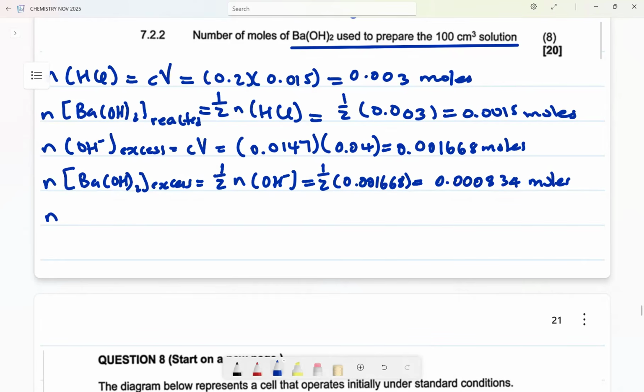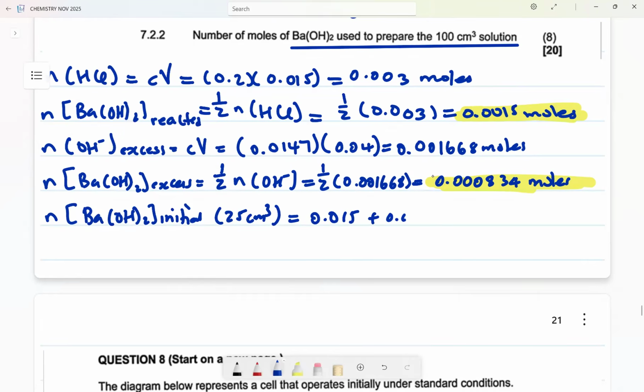Now that I have the number of moles of barium hydroxide in excess and the number of moles of barium hydroxide that reacted, I can find the number of moles of barium hydroxide initial. By the way, this is in 25 centimeter cubed. Remember, when you remove the one that has reacted, you're left with the excess. So initial is reacted plus excess. So I'm going to say 0.0015 plus 0.000834, which is something like 0.002334 moles.